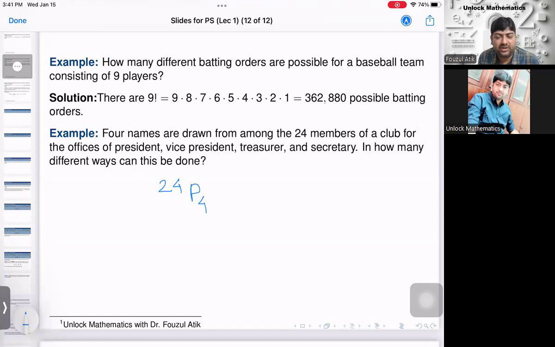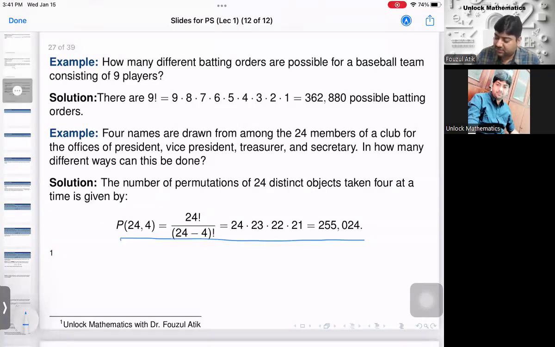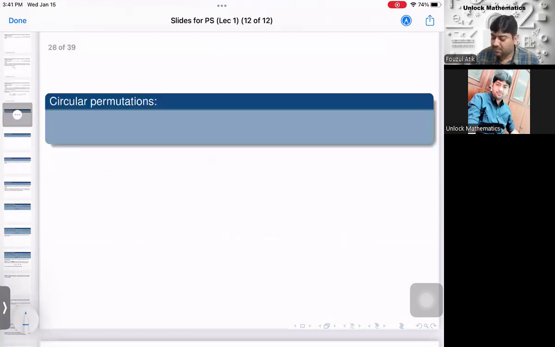Whenever I'm showing you an example, pause the video, think of the answer on your own, write it down in your notebook or in the comment box, then try to match the answer with me so that you will learn. I repeat, unless you solve it on your own, you will never learn mathematics. Correct? So kindly do that. The answer is this one, as we already discussed. Let me move to the next example.